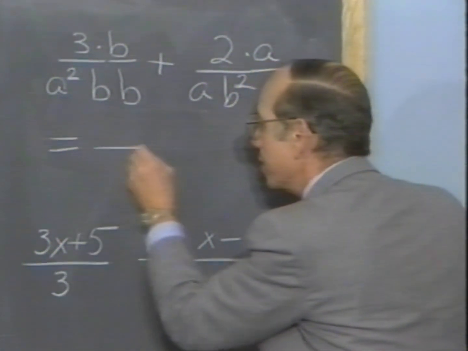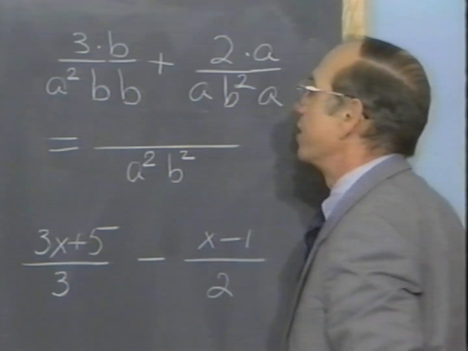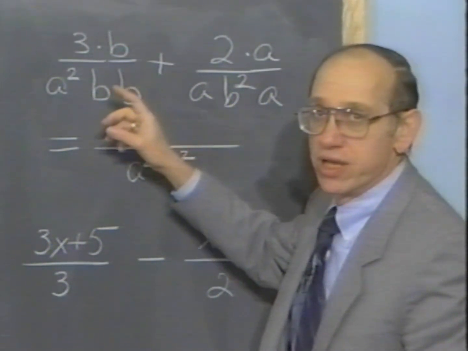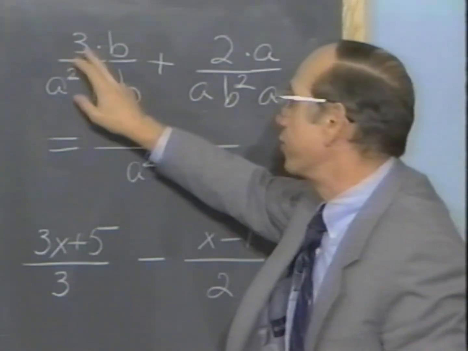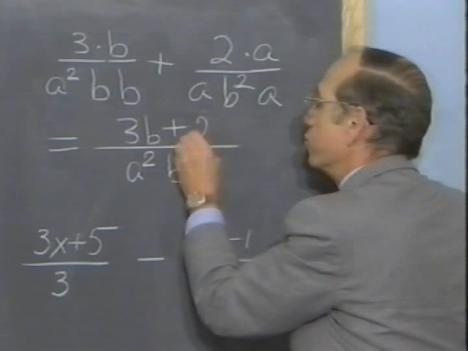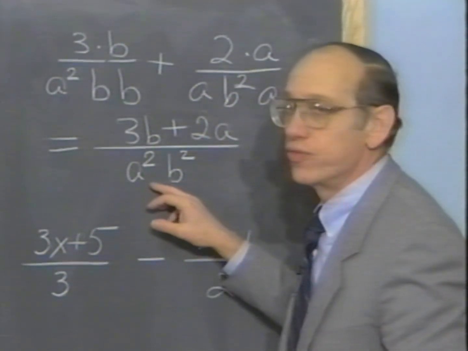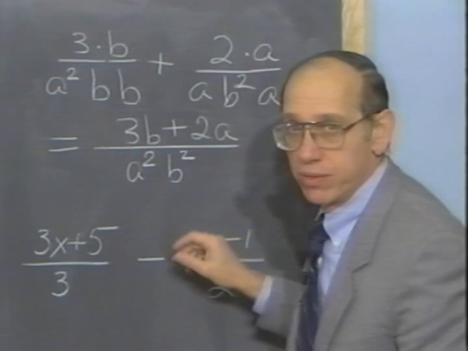Since we have the common denominator a squared b squared, I can add the fractions by simply adding the numerators. And the numerators are now what? Well, this one is 3b plus this one is 2a. So we have 3b plus 2a over a squared b squared.